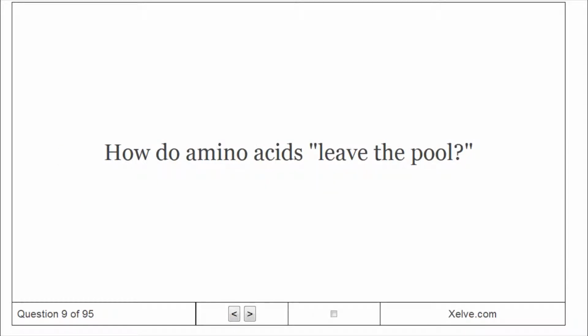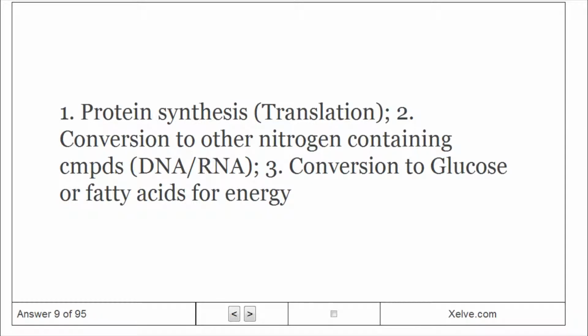How do amino acids leave the pool? 1. Protein synthesis. 2. Conversion to other nitrogen-containing compounds. 3. Conversion to glucose or fatty acids for energy.